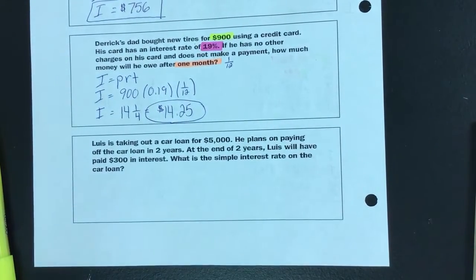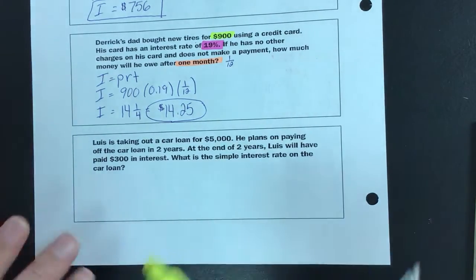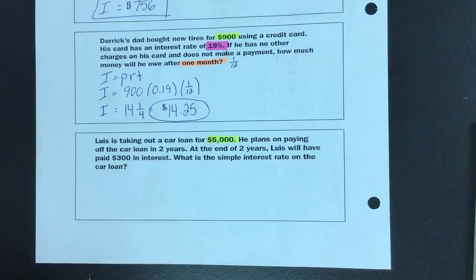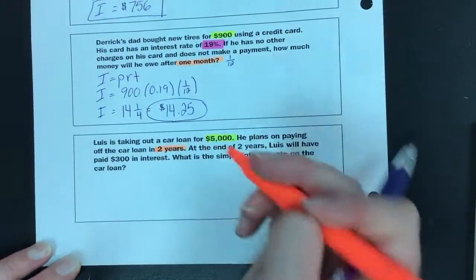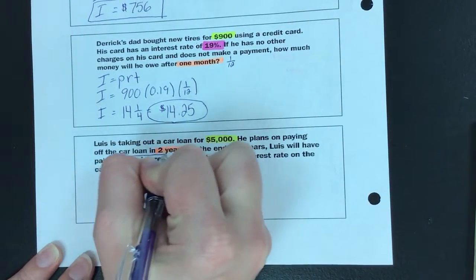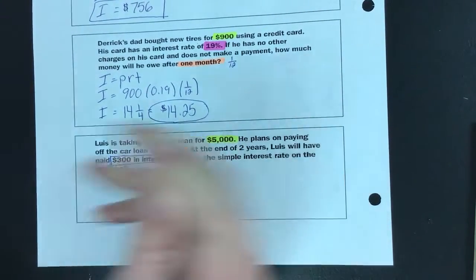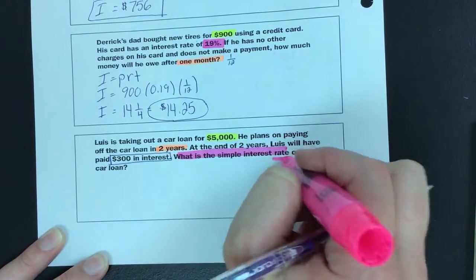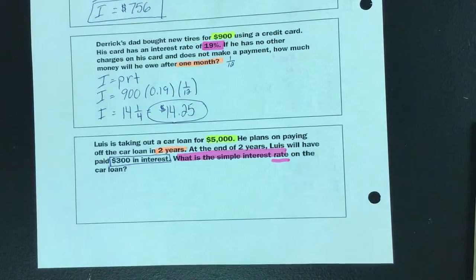This one's a little bit special because instead of finding the interest, let's read. Lewis is taking a car loan out for $5,000. He plans on paying the car loan in 2 years. And at the end of the 2 years, he will have paid $300 in interest. What is the rate on that loan?